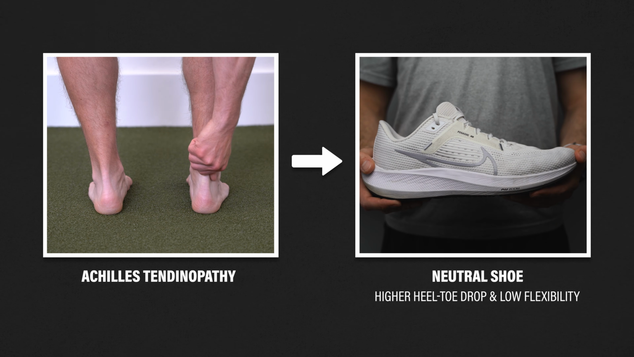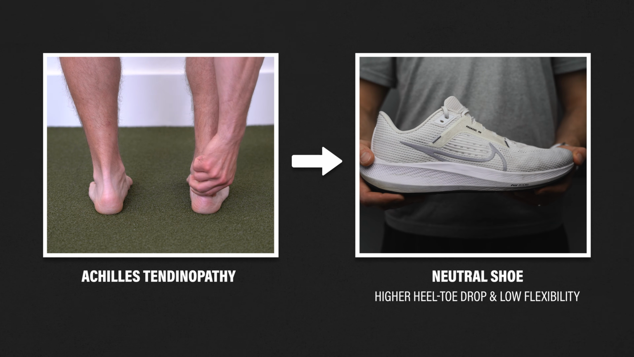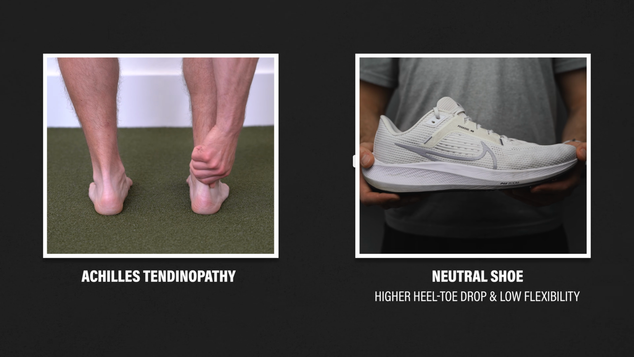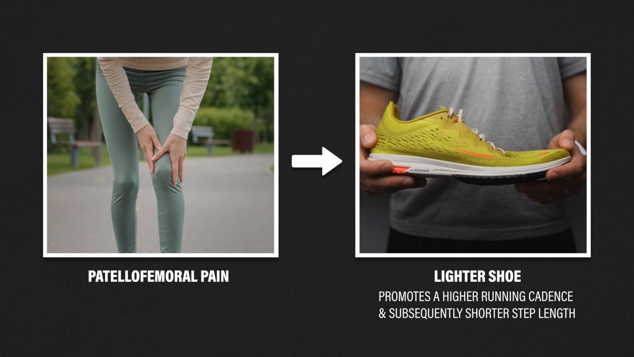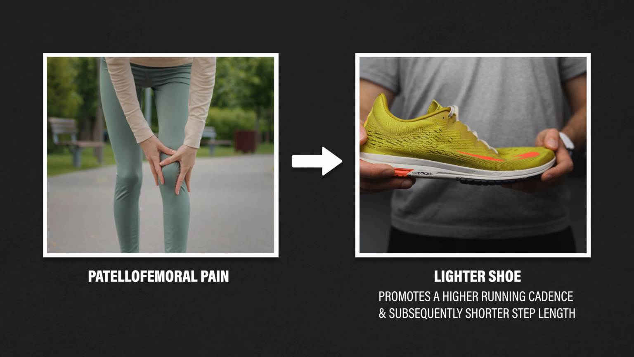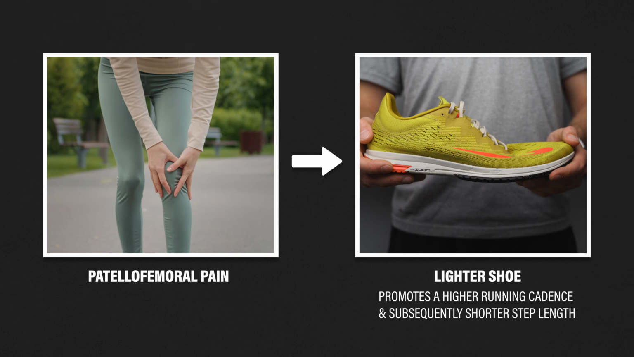For example, someone dealing with an Achilles tendinopathy would likely do well in the early stages of running with a shoe that decreases plantar flexor loading, like a neutral shoe with higher heel-toe drop and low flexibility. Conversely, a runner experiencing patellofemoral pain may do well in a lighter shoe which promotes a higher running cadence and subsequently shorter step length, reducing load on the patellofemoral joint. Keep in mind that you'd likely want to avoid quick, extreme changes in any direction to minimize the risk of injury elsewhere.